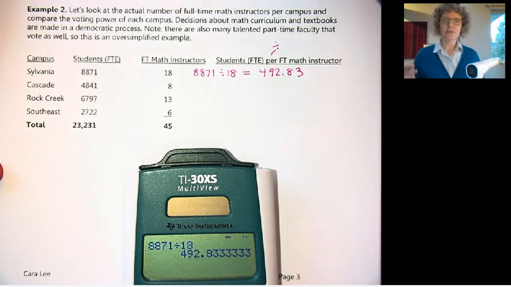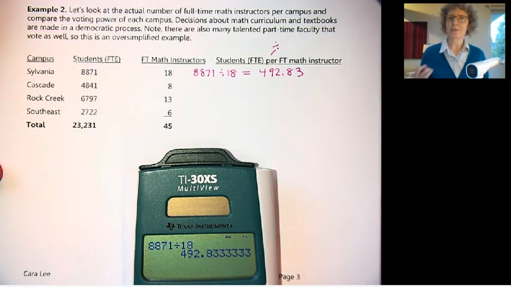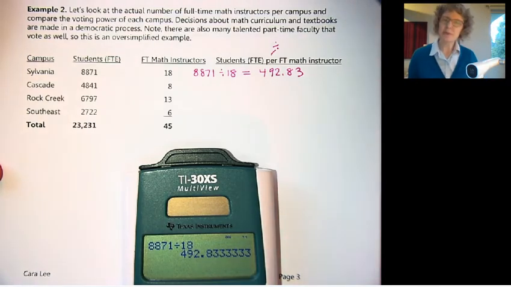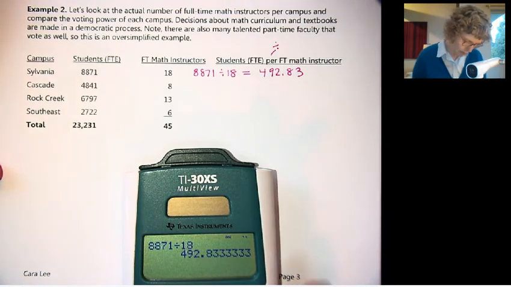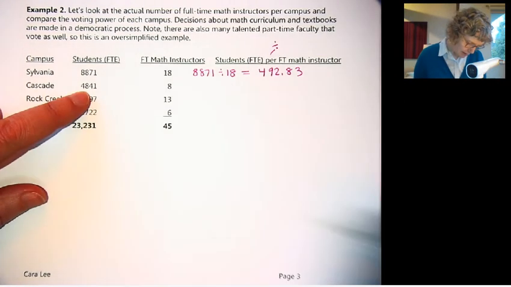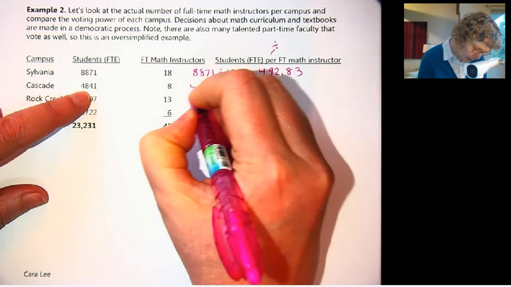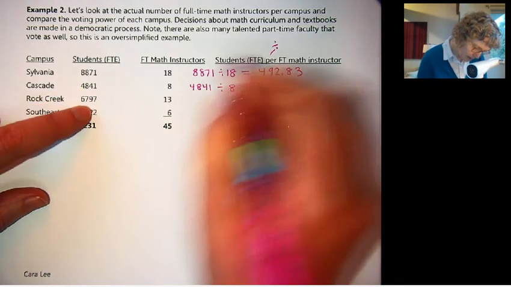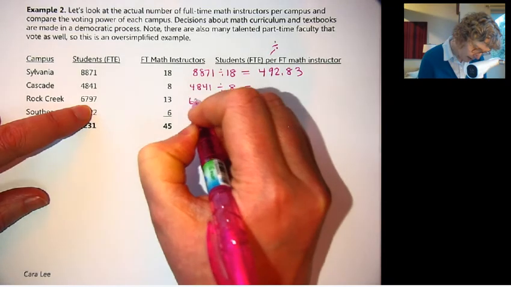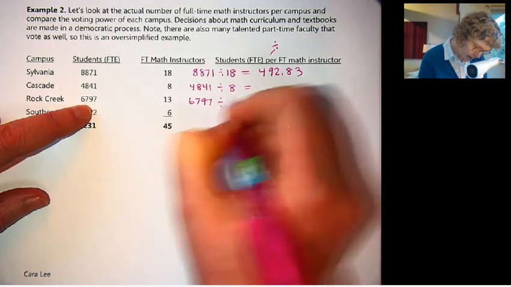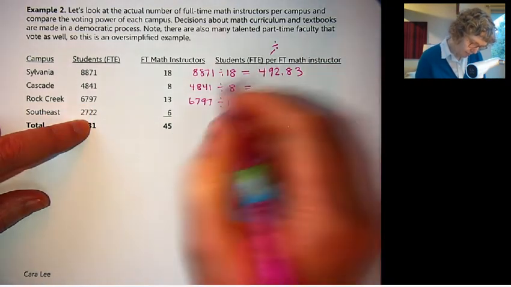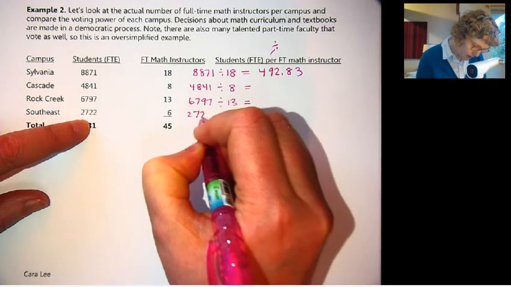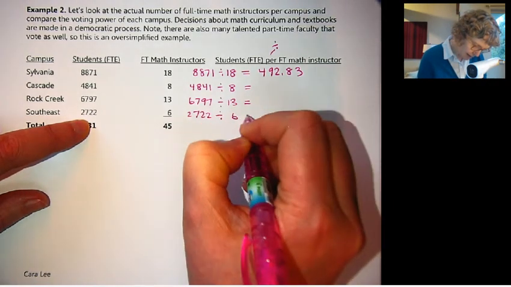Remember, because it's just roughly proportional, because we have a whole number of people, the voting power is not going to be exactly the same. It would if it was exactly proportional, but that's going to be pretty rare. Okay, Cascade, 4841 divided by 8. I'll write these all out. Rock Creek, 6797 divided by 13. And Southeast, 2722 divided by 6.